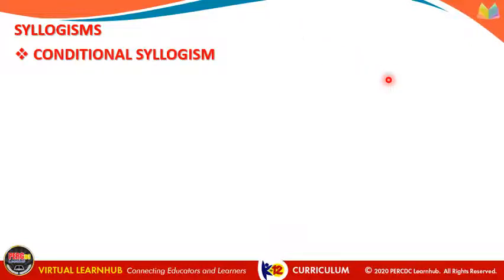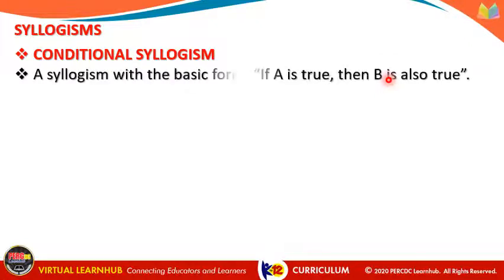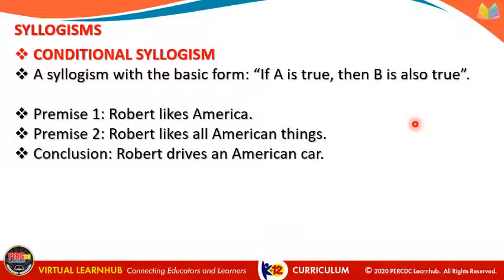Let's define what is a conditional syllogism. It is a syllogism with the basic form: if A is true, then B is also true. As an example, we have this one. Our first premise: Roberts like America. Second premise: Roberts like all American things. Conclusion: Robert drives an American car. So this is an example of a conditional syllogism.